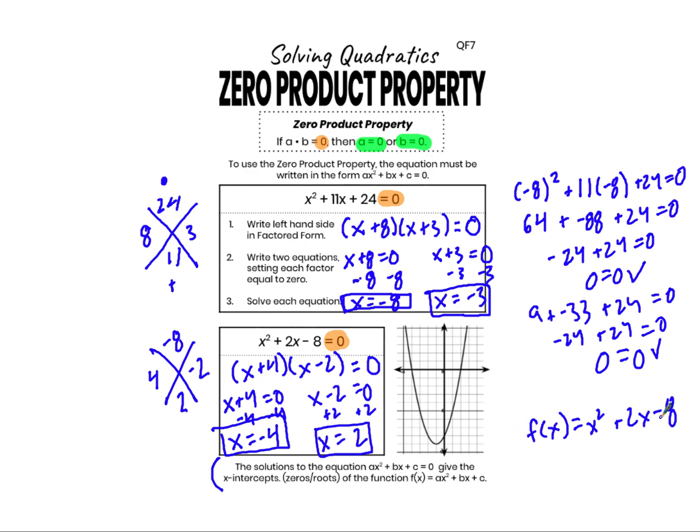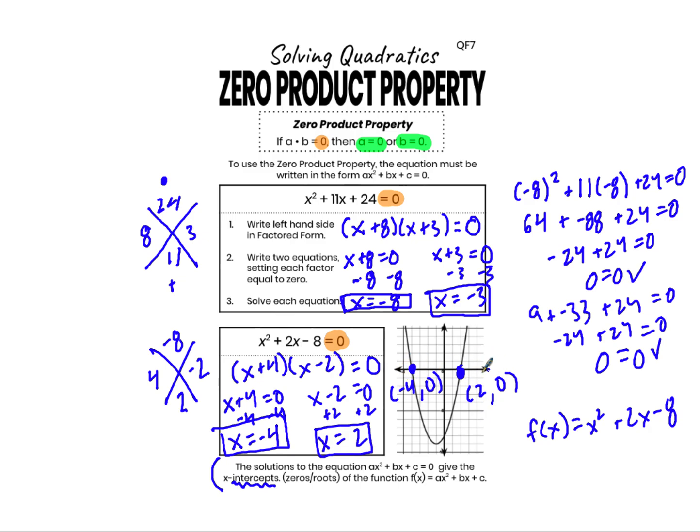So when I look at this function, when I solve this equation, what I'm finding are the x-intercepts of this function. This function, f of x equals x squared plus 2x minus 8, is graphed right here. And you can see that, in fact, I have found the x-intercepts of this function. The first x-intercept is 2, 0, and the second one is negative 4, 0. So x equals negative 4 gives me the x-coordinate of my x-intercept. X equals 2 gives me the second x-coordinate of my second x-intercept.